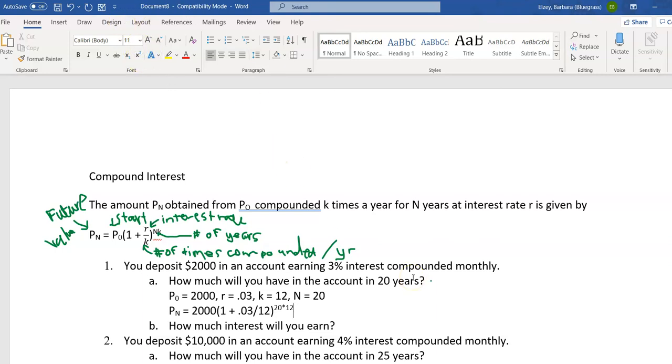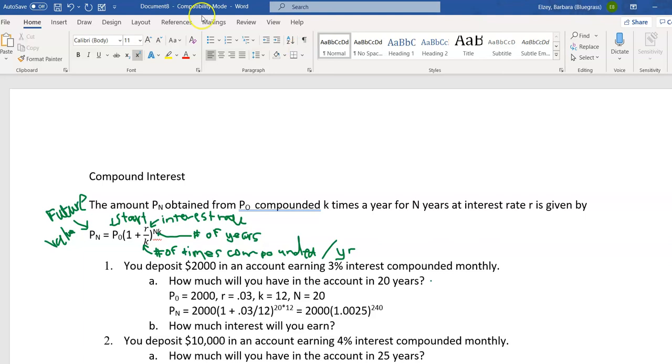Now let's talk about working this thing out. First, we're going to do two things at once. We're going to put all of the inside of the parentheses into our calculator. So I'm going to put 1 plus 0.03 divided by 12 into my calculator first. I get 1.0025. Now the next thing I'm going to do is I'm going to multiply this exponent, 20 times 12. So if I do that, that's really the 240th power. So this 1.0025 is raised to the 240th power.